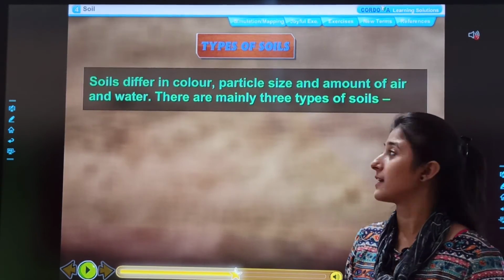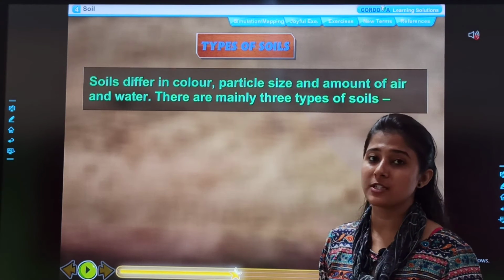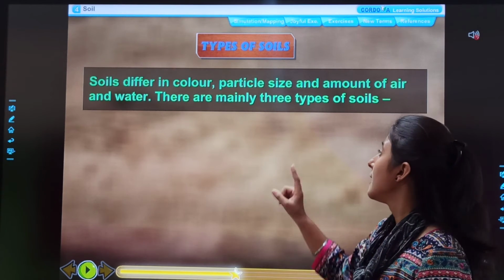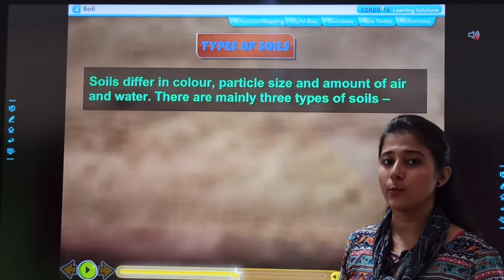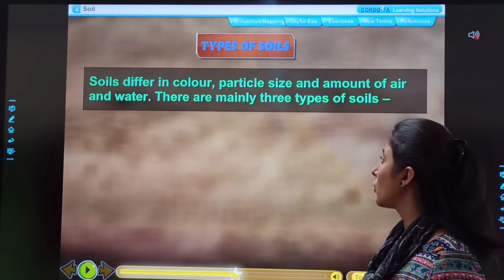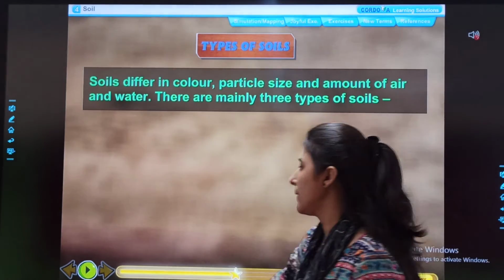See, today we studied the topic types of soil. What we studied is that soils differ in color, particle size and amount of air and water. They all are different in their own ways. There are mainly 3 types of soil. Do you remember?